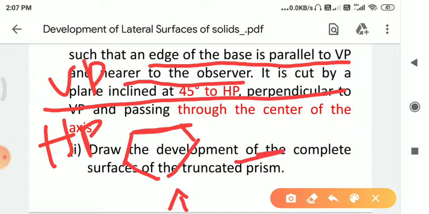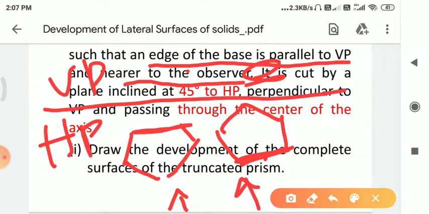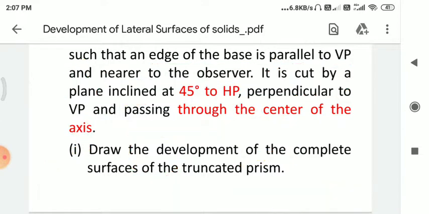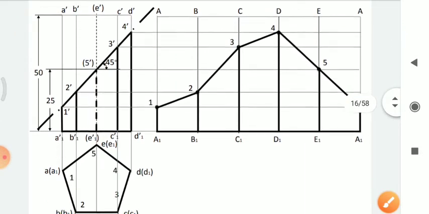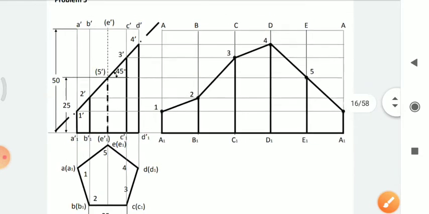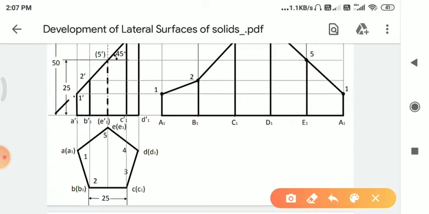If I draw the pentagon in this way, what happens now? This side is parallel to VP. VP is here, and it is parallel here. It is near to the observer. So in this position, you have to keep it. Keeping this in mind, you have to draw the pentagon first. So here the solution is there. He has drawn the pentagon in this way. So you draw one side of the pentagon, whatever side he has given.